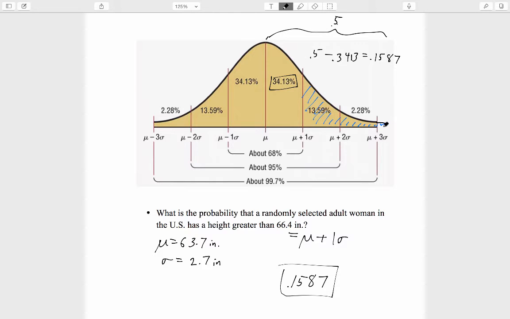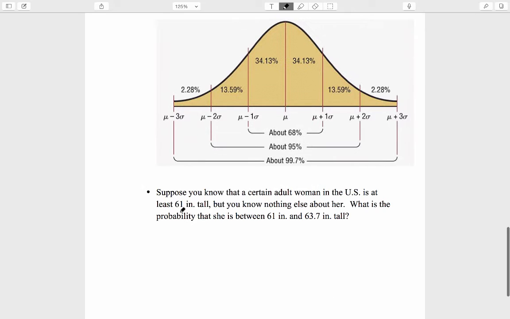It's worth remarking that this extra little bit of territory beyond 3 standard deviations above the mean actually has such a small probability that if you just added up this 0.1359 and this 0.0228, you would have gotten the same thing. You would have gotten 0.1587. Whatever these extremely tall people contribute to the probability we're computing, it actually disappears in the round-off error.